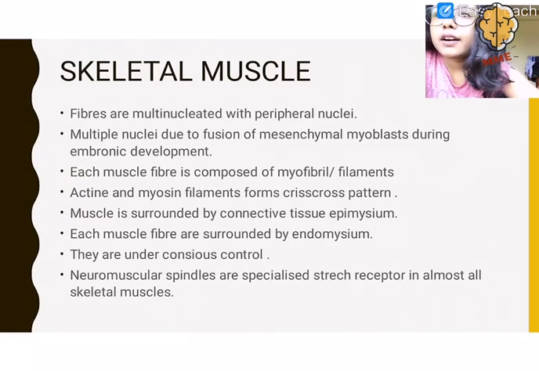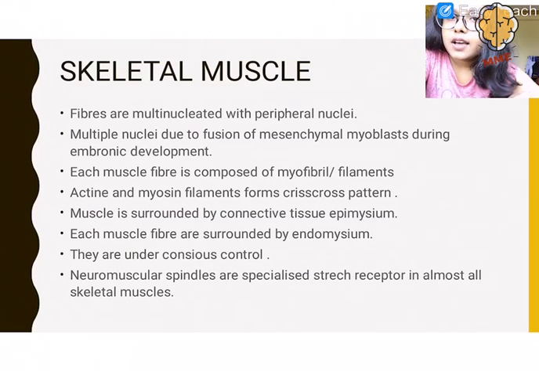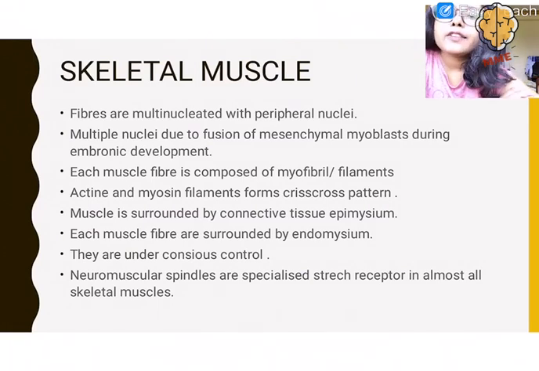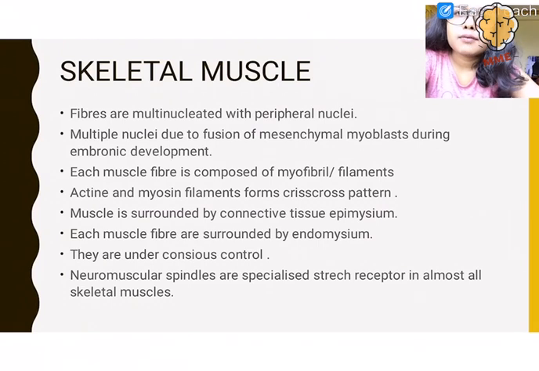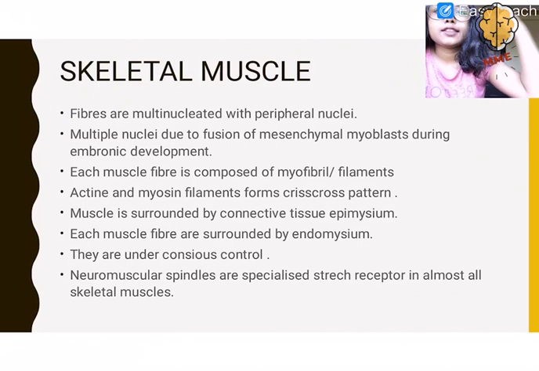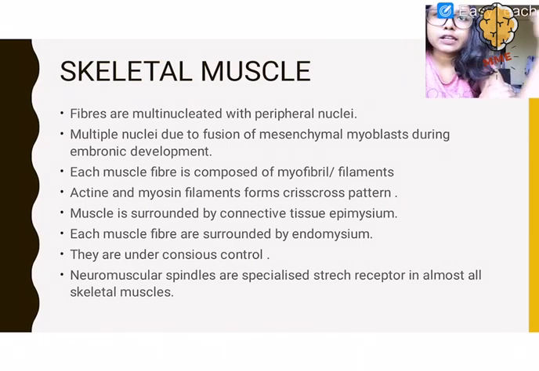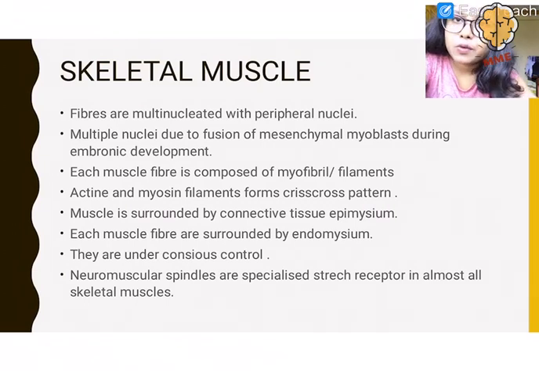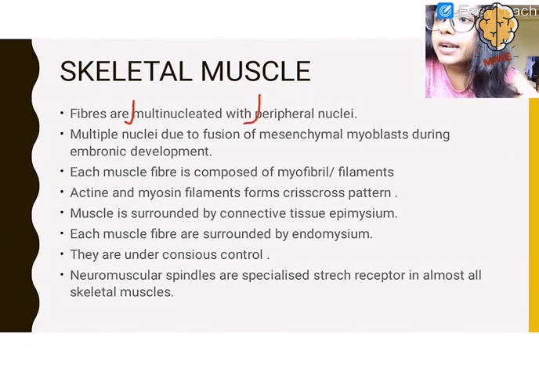Skeletal muscles are those voluntary muscles that by our own will we can move. Like this is the biceps, a skeletal muscle, and we can move our hand because we can move the biceps by our own will. These fibers are multinucleated with peripheral nuclei, due to the fusion of the mesenchymal myoblasts during embryonic development, hence forming a syncytium.